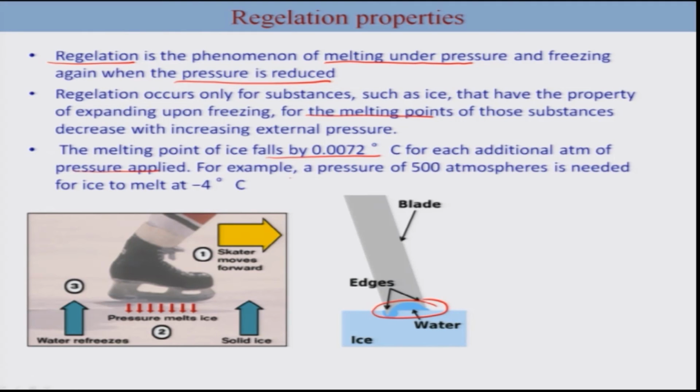Okay, as we see from the phase diagram, for a small change, for example, if you want to melt ice at minus 4 degrees Celsius, you need to apply 500 atmospheres of pressure. Now let us look at how it is possible that you can ice skate. So regelation is nothing but a phenomenon of melting under pressure. It occurs for substances such as ice.